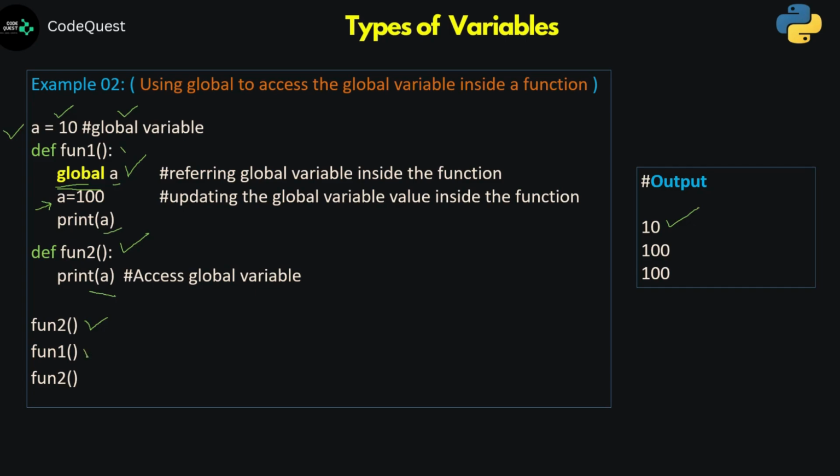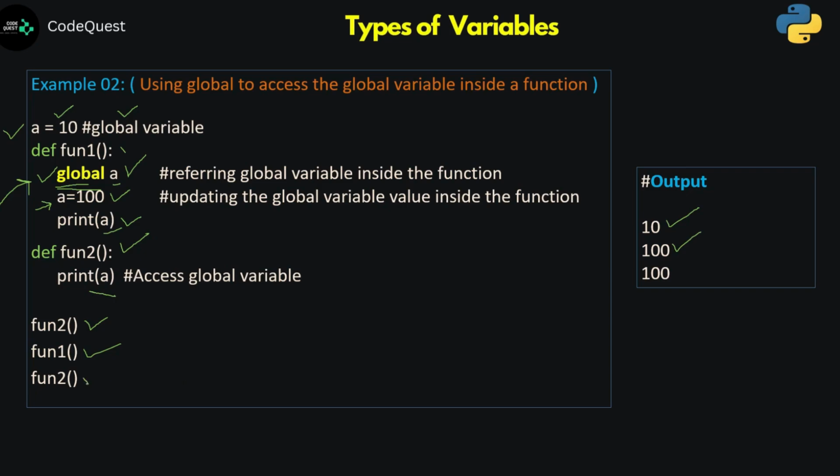Now when I call fun1 and enter into it, I can see the first line is global followed by a, which means this global variable we are trying to use inside this function fun1. In the next line, we have updated the value of a to 100. And later when I'm printing the value of a, the value which was originally 10 has now been modified. Hence I'm going to get the result as 100.